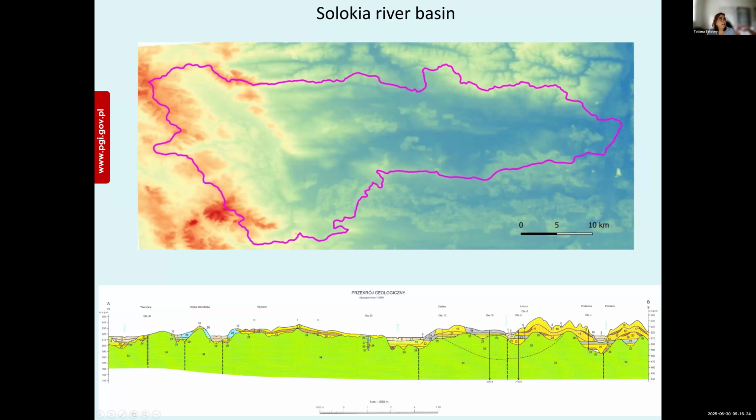I will begin with the geological conditions, as they dictate the structure of the model. The Solokia catchment is composed of carbonate rocks, chalk, which form a fractured aquifer here, covered by a thin layer of Quaternary deposits. The constructed model is therefore a single-layer model with an unconfined aquifer.